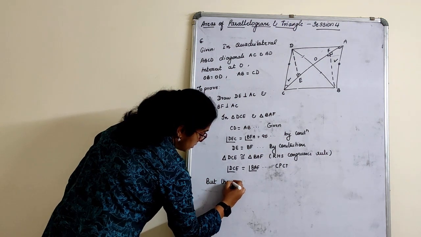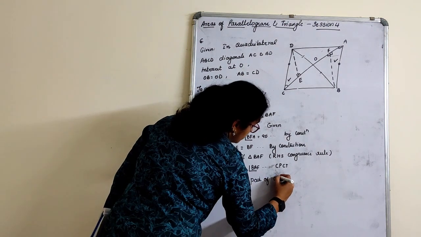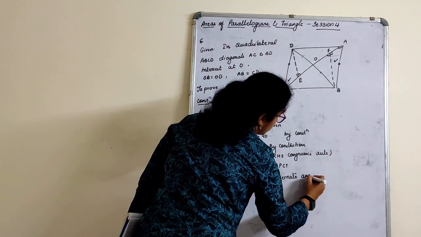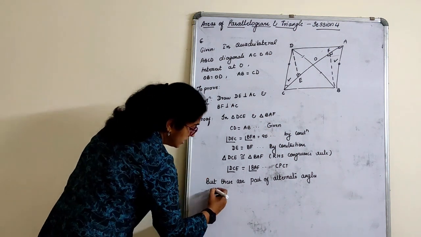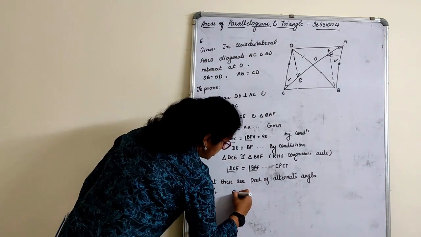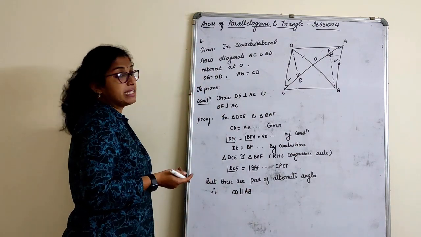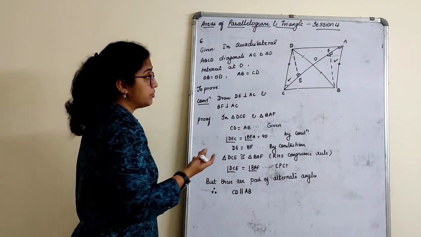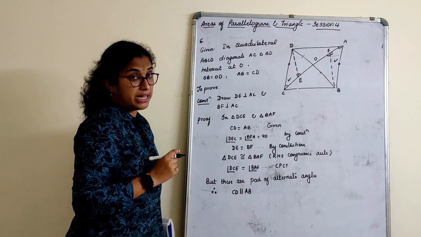But these are a pair of alternate angles. If alternate angles are equal, the lines are parallel. Therefore, CD is parallel to AB. In a quadrilateral, if a pair of sides is equal and parallel, then it is a parallelogram. So this was already equal, which is given. Therefore we can say that it is a parallelogram.